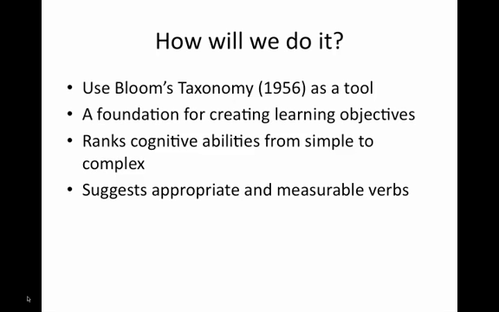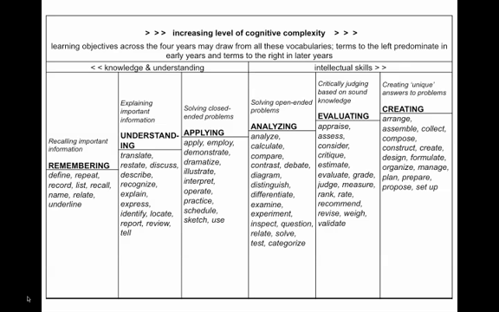It's a taxonomy that ranks cognitive abilities of our learners, beginning with really simple tasks and progressing to more complex skills. And essentially, Bloom's taxonomy not only suggests the domains of learning, but also gives us appropriate and measurable verbs that we can use when we're actually writing our outcomes-based learning objectives. So let's take a look at a schematic representing Bloom's taxonomy.